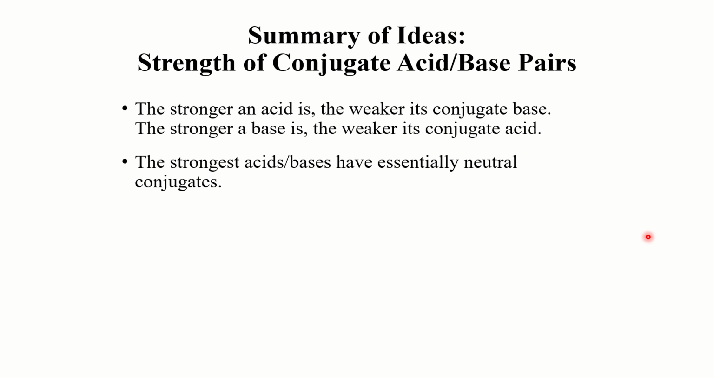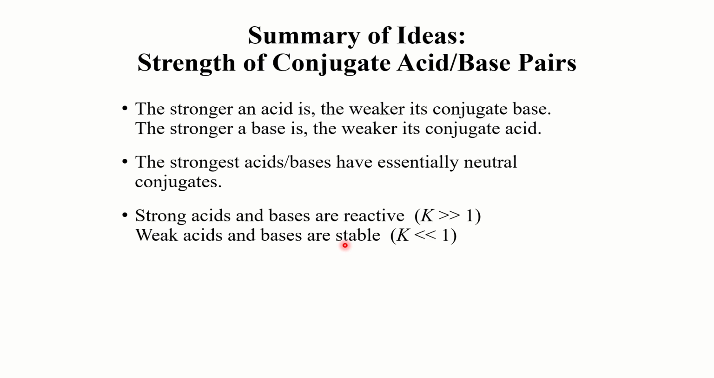To put this all together, the stronger an acid is, the weaker its conjugate base is. The stronger a base is, the weaker its conjugate acid. So we have basically an inverse relationship between the two. The strongest acids and bases have essentially neutral conjugates because their acid and base are so strong, their conjugate can't really even act as an acid or a base, respectively.